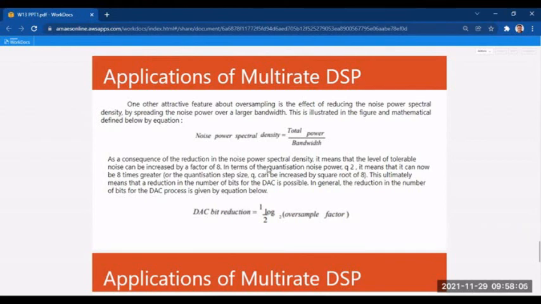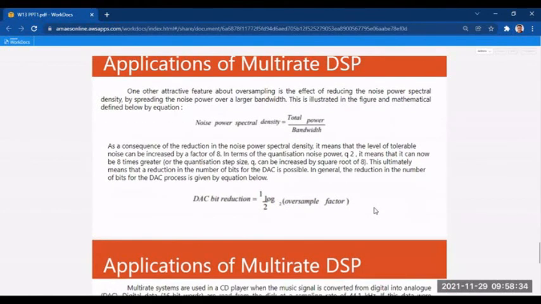In terms of the quantization noise power Q squared, it means that it can now be 8 times greater, or the quantization step size Q can be increased by square root of 8. This ultimately means that the reduction in the number of bits for the digital to analog converter is possible. In general, the reduction in the number of bits for the DAC process is given by the equation below.